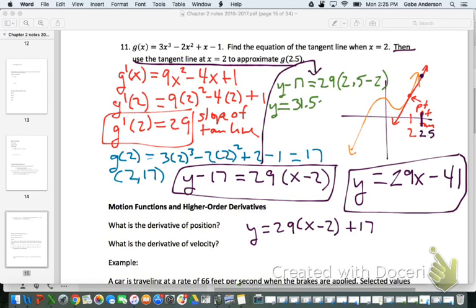I think the next notation is really crucial. I'm going to say this is approximately equal to g of 2.5. Does it make sense? So think about it. On the line, y equals 31.5, right? On the line. But that's not what the curve equals, is it? It's approximately what the curve equals. So that's why I put approximately equal to g of 2.5, fully acknowledging g of 2.5 is not 31.5. I totally get it. But we are asked to use the tangent line to approximate the curve.